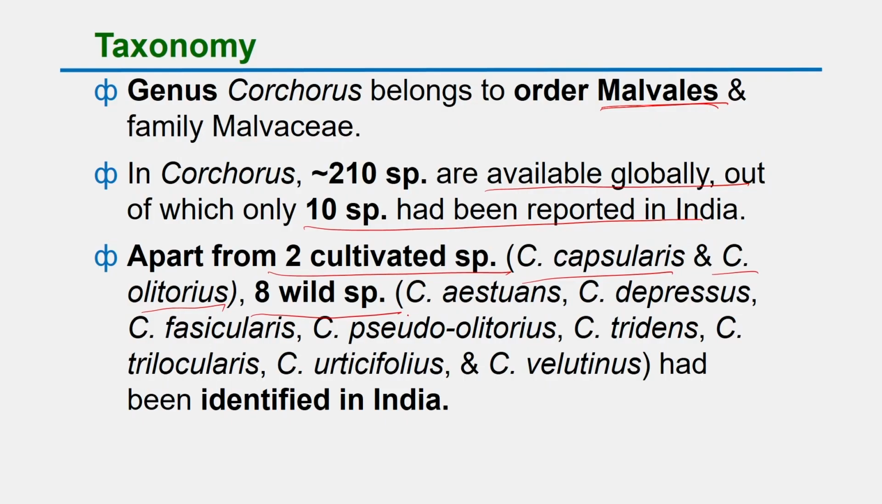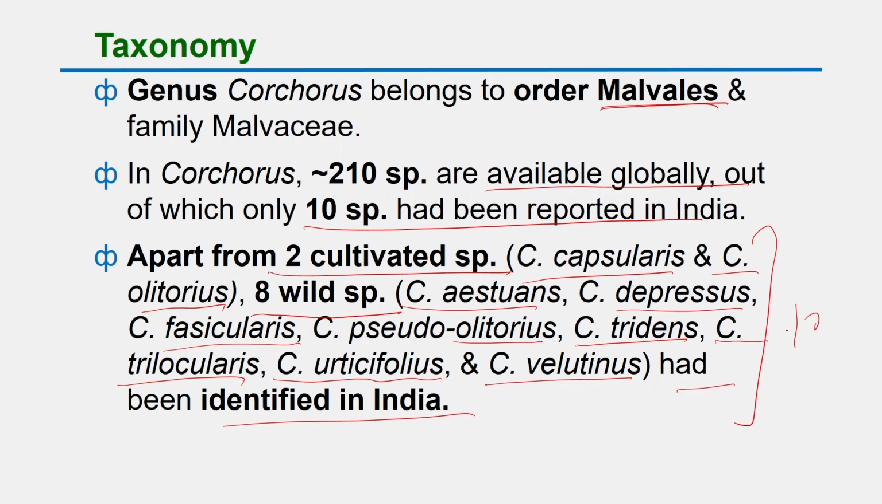Corchorus aestuans, Corchorus depressus, Corchorus fascicularis, Corchorus pseudo-olitorius, Corchorus tridens, Corchorus trilocularis, Corchorus antichorus, Corchorus velutinus had been identified in India. So, overall these are the 10 species which are available in India, and out of these 10 only 2 are cultivated for commercial purposes.